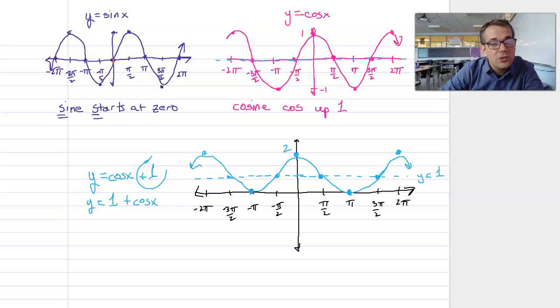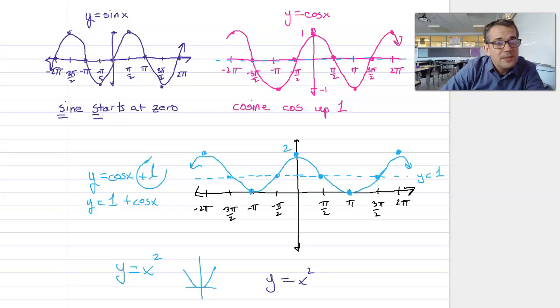Same function, just shifted up 1 unit, much like when you were little scallywags and you knew y equals x squared looked like this, and if some yahoo said, oh yeah, what about this? You'd be like, please, don't waste my time. I'm going to just shift that whole thing up 1. This is no different.